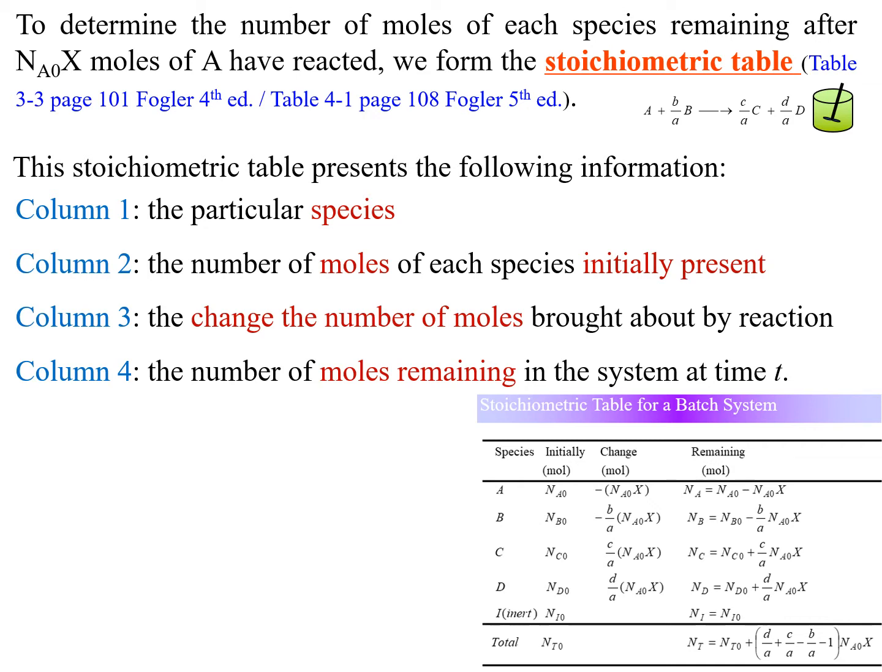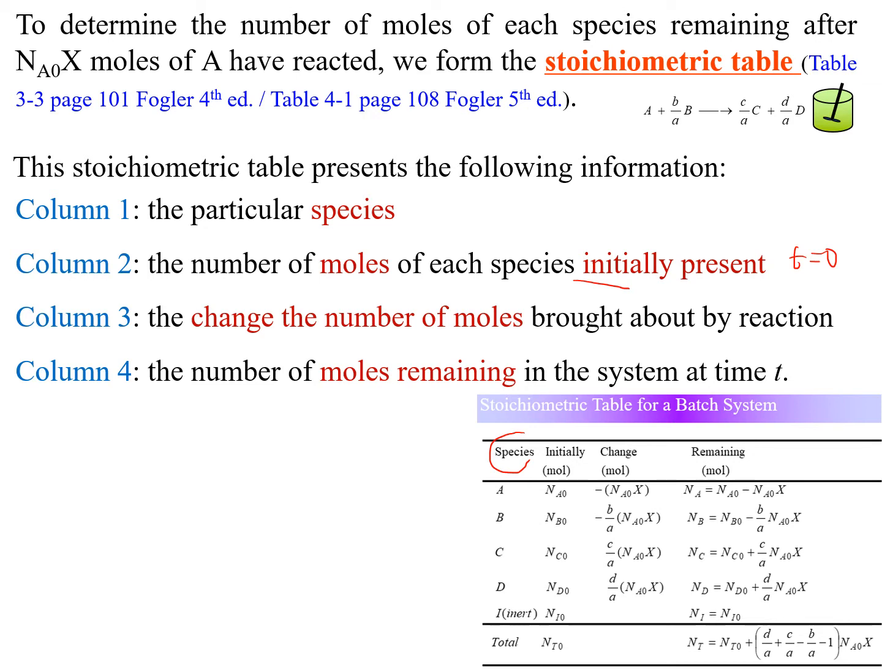So to determine the number of moles of each species remaining after Na naught X moles of A have reacted, we form the stoichiometric table, putting everything into a table to have a clear view. The first column is for the particular species: A, B, C, D, and also the inert. The second column is the number of moles of each species initially present, at T equal to 0. That is why we have Na naught, Nb naught, Nc naught, Nd naught, and Ni naught.